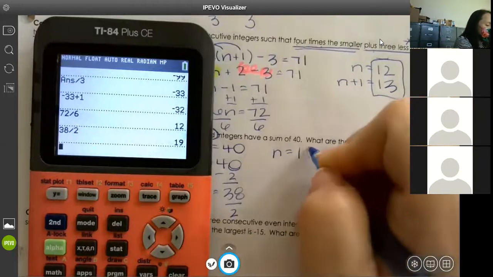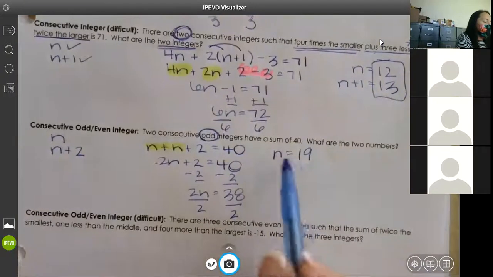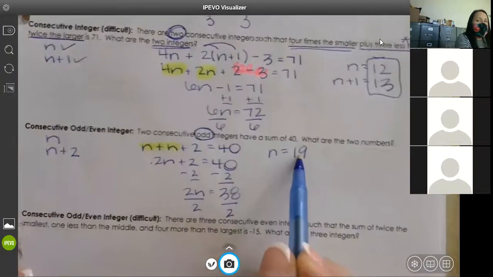19. You see how, okay, here's what I want to talk about. See how you're kind of guessing at it? That's okay. Try to guess at it. Check it in the calculator just to make sure, okay? So don't be stressed out about that. I don't care. Just use it. All right. So our first one is 19. It wants to know both of them.